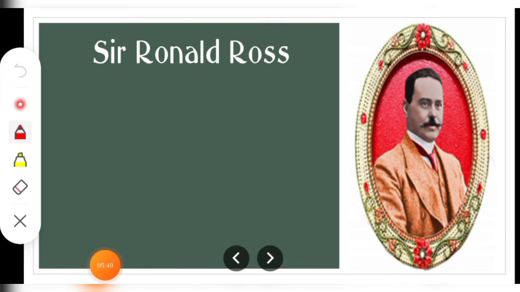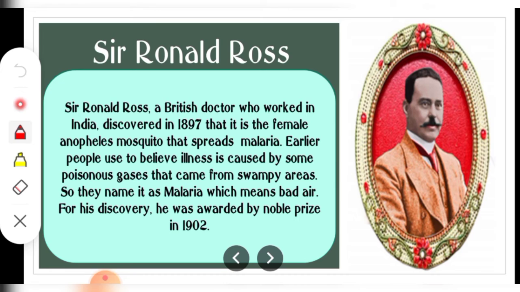Do you know, kids, who he is? Yes, he is Sir Ronald Ross. He is a very famous scientist. Why? I'll tell you. Sir Ronald Ross, a British doctor who worked in India, discovered in 1897 that it is the female Anopheles mosquito that spreads malaria.